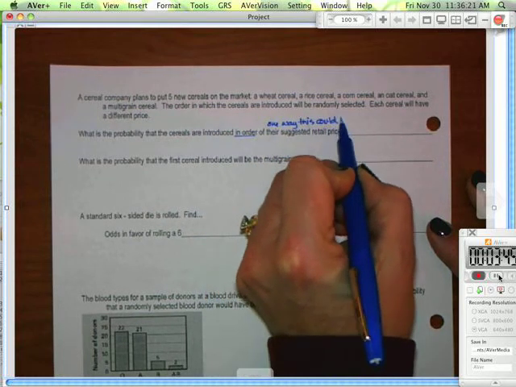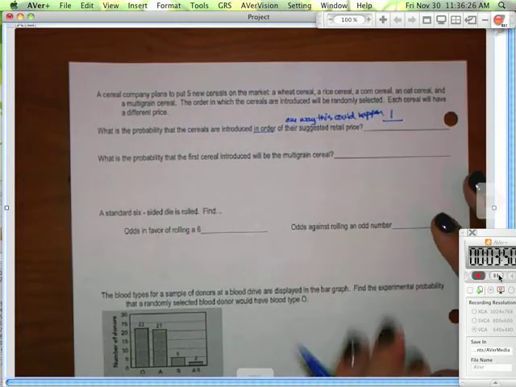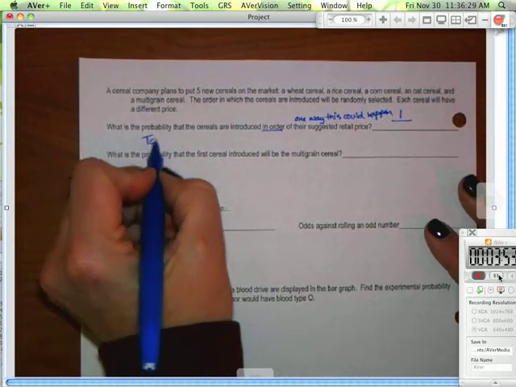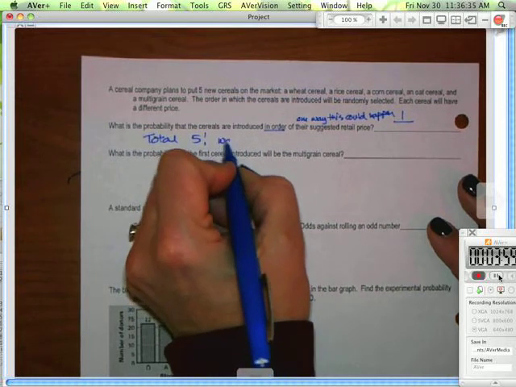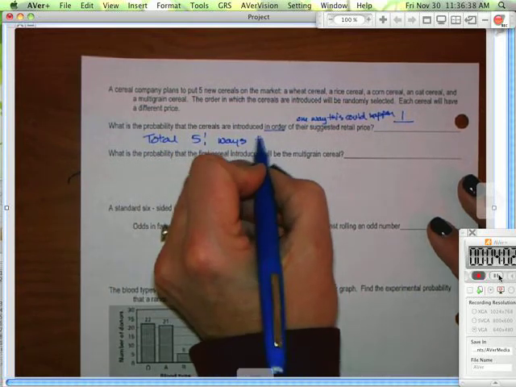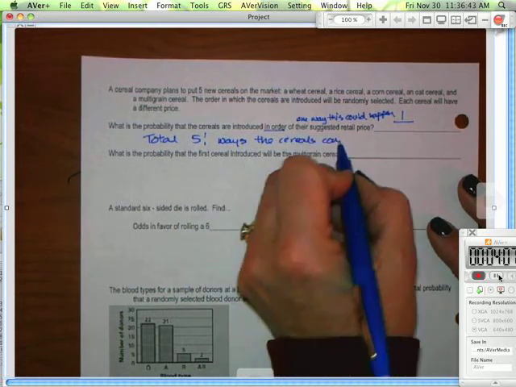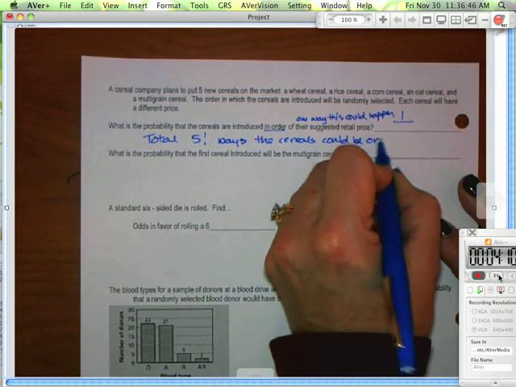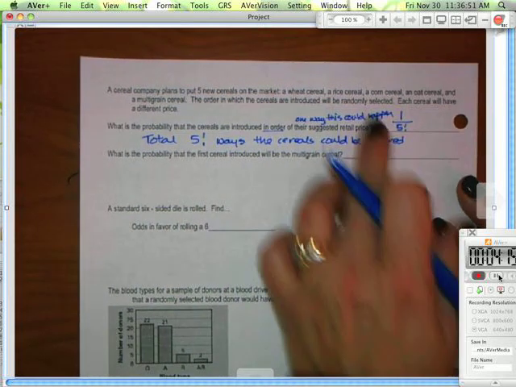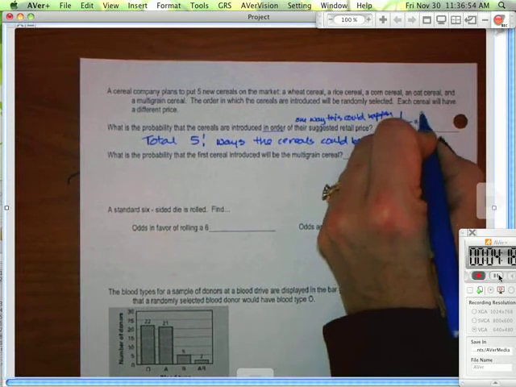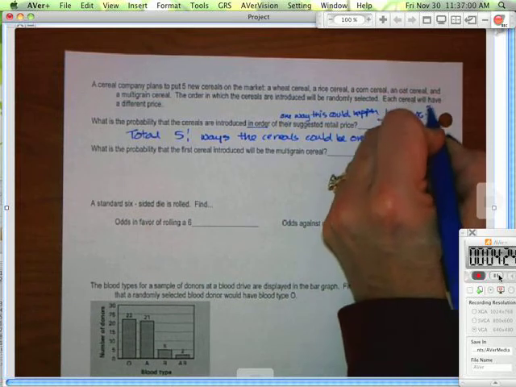So that's what's going to go in your numerator. What's the chances of this one way happening? And then we have to figure out the total. Well, the total would be 5 factorial, because that's the number of ways that the cereals could be ordered. And that's going to go in your denominator. So the chances of this happening is 1 over 5 factorial, which is 1 over 120, which is the same as approximately 0.83%.